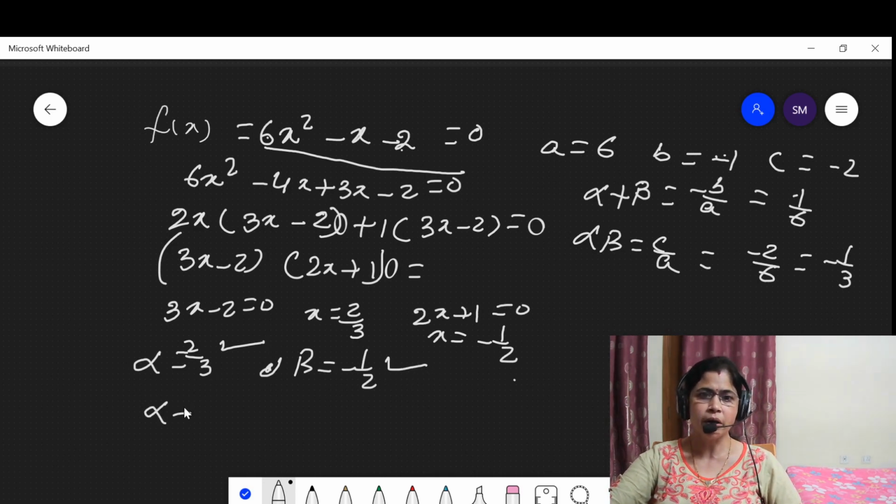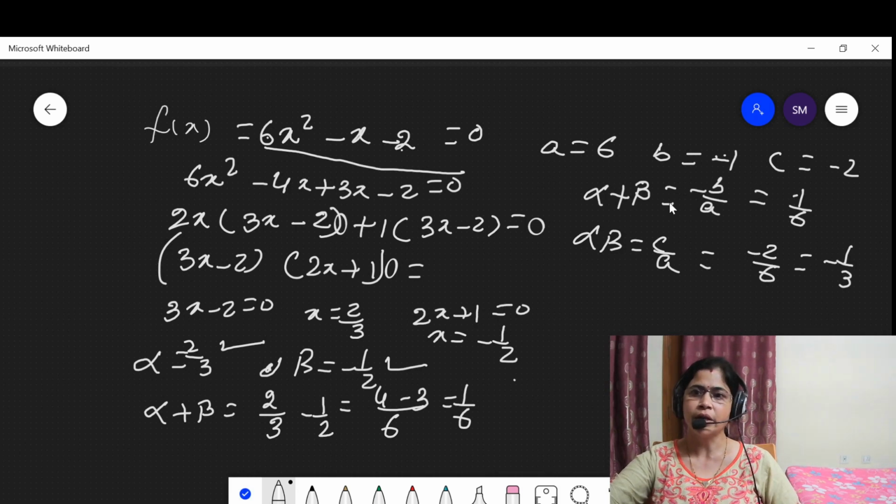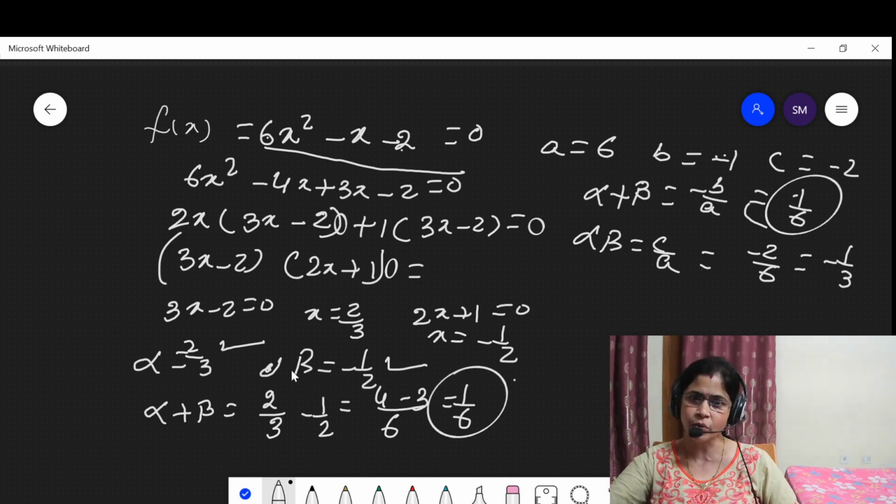Now here alpha is 2 by 3 and beta is minus 1 upon 2. Now let us find alpha plus beta. Here alpha plus beta is 2 by 3 minus 1 upon 2. Then taking 6 as the LCM, this is 4 minus 3, which is equal to 1 upon 6. Here also we find alpha plus beta is 1 upon 6. Then we prove the relationship between these two zeros.